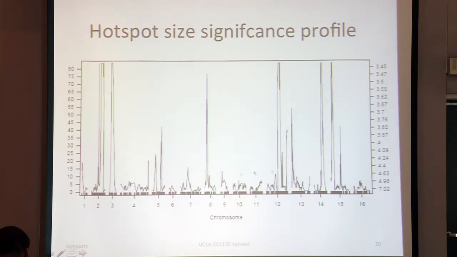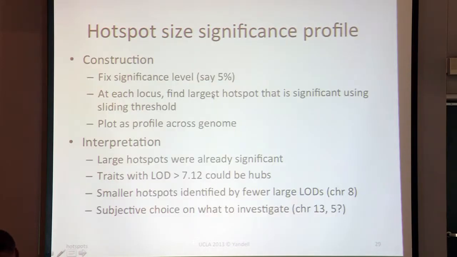But what's happening is we've got a sliding scale here. So for a hotspot of size 5, we're only considering traits where the LODs are 5 or higher. For a hotspot of size 75 here, they can be 3.5. And the maximum is 3.45. So in this way, we can get a more nuanced look at hotspots.